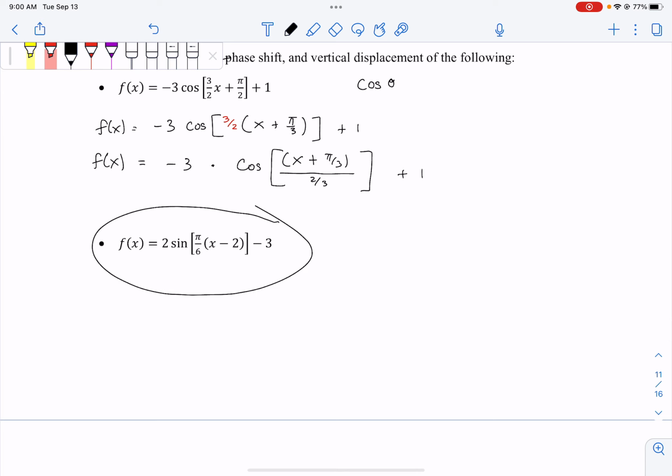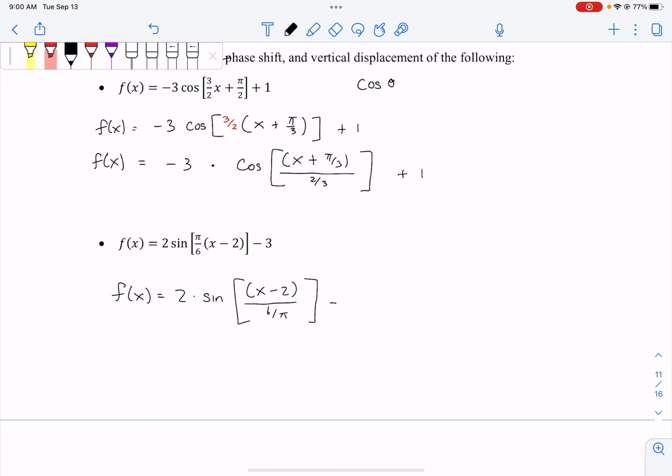If we look at this over here, well, it's already nicely placed for us, so no need to simplify. We have a vertical expansion by 2, and, oh, actually I lied, okay? We do want to change it a little bit. 2 sine x minus 2 over 6 over pi, minus 3. 6 over pi, well, pi is 3.14, so 6 divided by 3.14 is just under 2, so maybe like 1.8 or something like that.